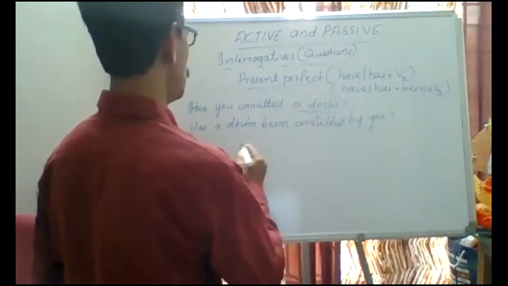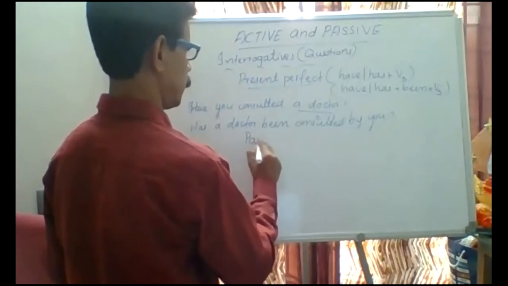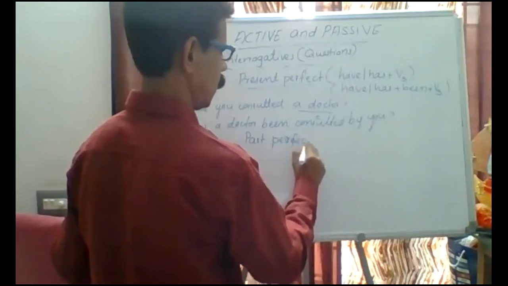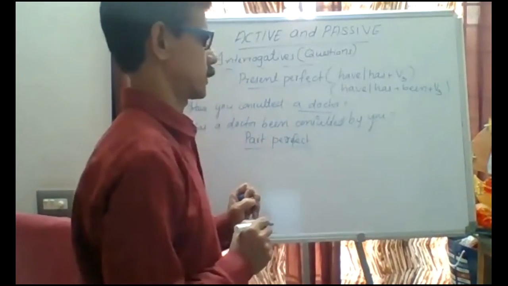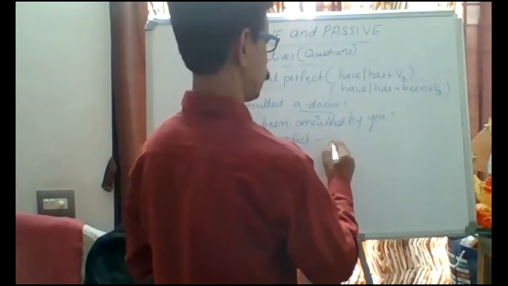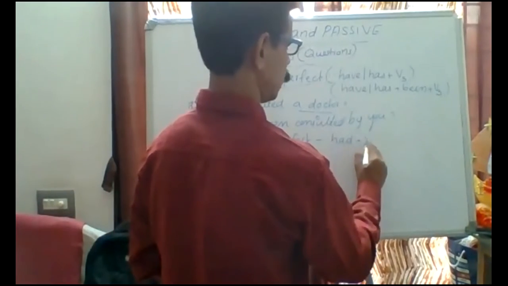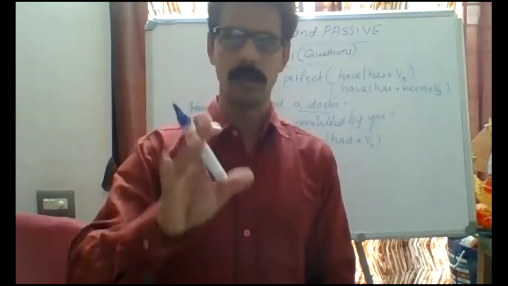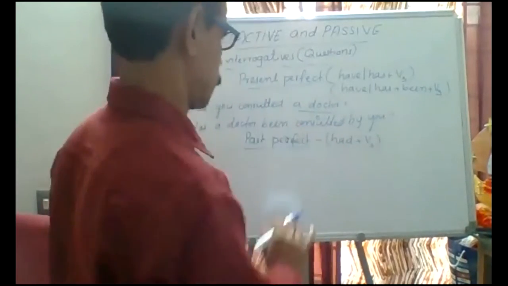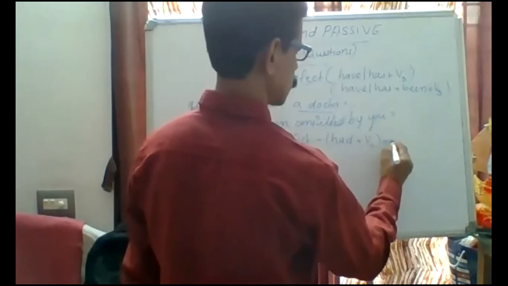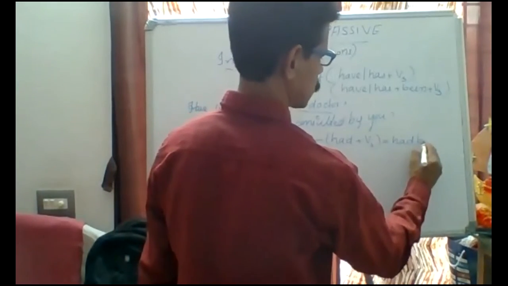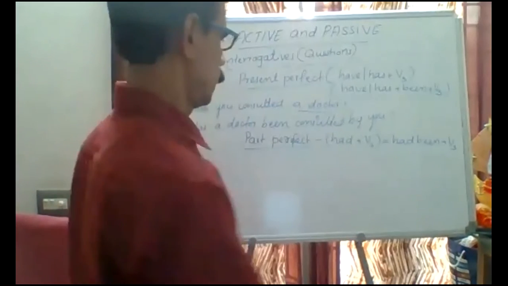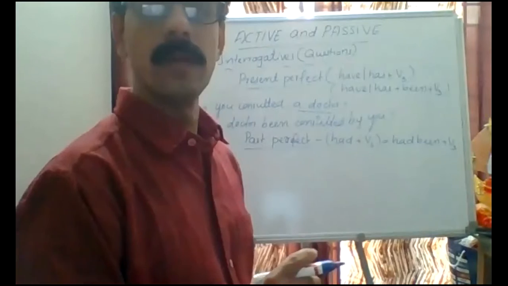Okay, now let us go to past perfect. How to convert past perfect? Past perfect is very simple. It is already had plus V3. There is no confusion of helping verbs; only a single helping verb, had, is used. In passive voice, it is had been plus V3. Had been plus V3 is the passive voice. So here, first we will take one sentence.